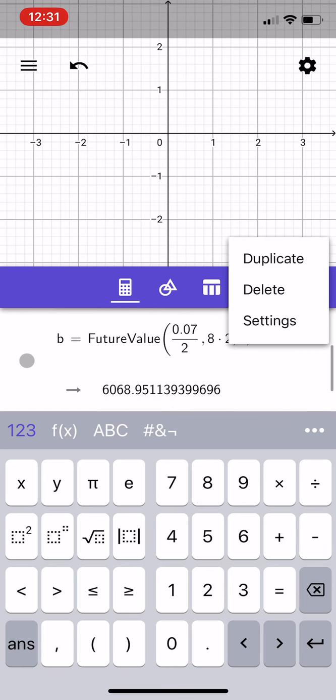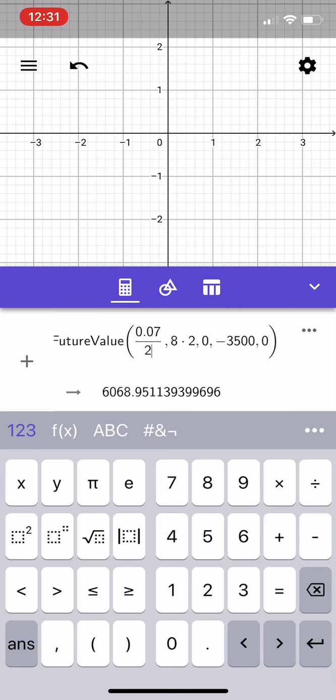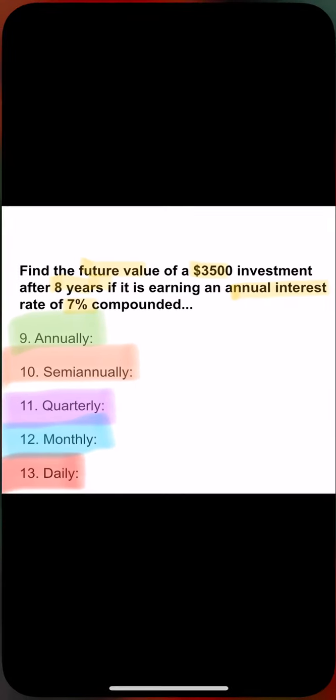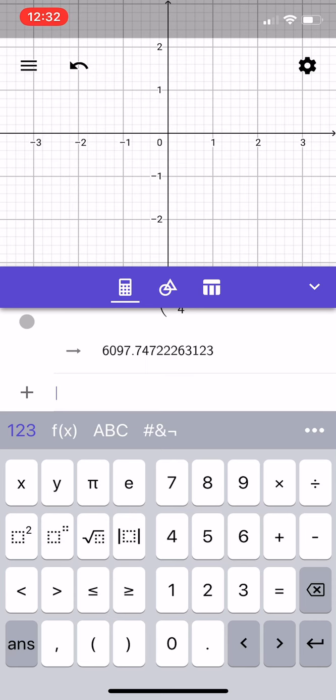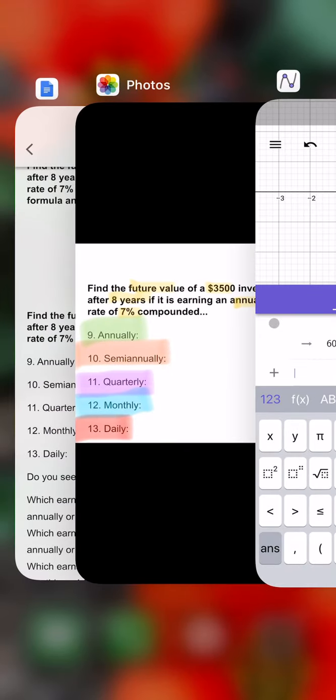Okay, and again, I could keep duplicating this and edit for my other problems. So next we were supposed to do quarterly. And so I could edit this to divide by 4. And here I would want to put 8 times 4. Okay, and there's my new amount. Okay, and we would just keep doing this for monthly and daily.